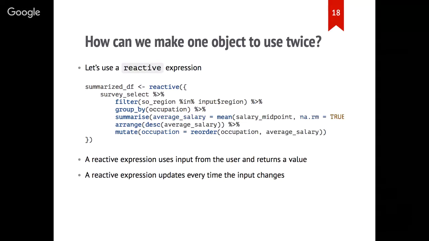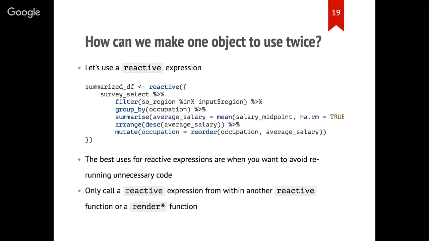So a reactive expression, we've already been using reactive expressions. The renderPlot expression that we made is a reactive expression, but you can actually make anything a reactive expression by putting it inside of reactive like that. So a reactive expression uses input from the user, and it returns a value. And like renderPlot, it knows it's reactive. So it's looking for input from the user. It says, is it changing? Is it changing? Is it changing? It knows to watch for any inputs and will update its value whenever anything changes.